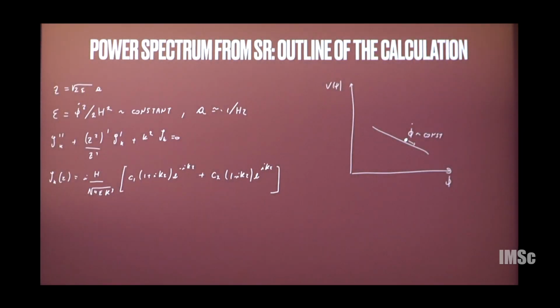Now, how do we compute it? Let me just show you a pedagogical example. So this quantity, the curvature perturbation, is described by this in Fourier space, which is what we need to compute the power spectrum. It is described by this second order differential equation here, where we have defined this zeta, which is given in terms of the epsilon parameter. Again, the epsilon parameter during slow roll inflation can be considered, to a very accurate extent, as a constant.